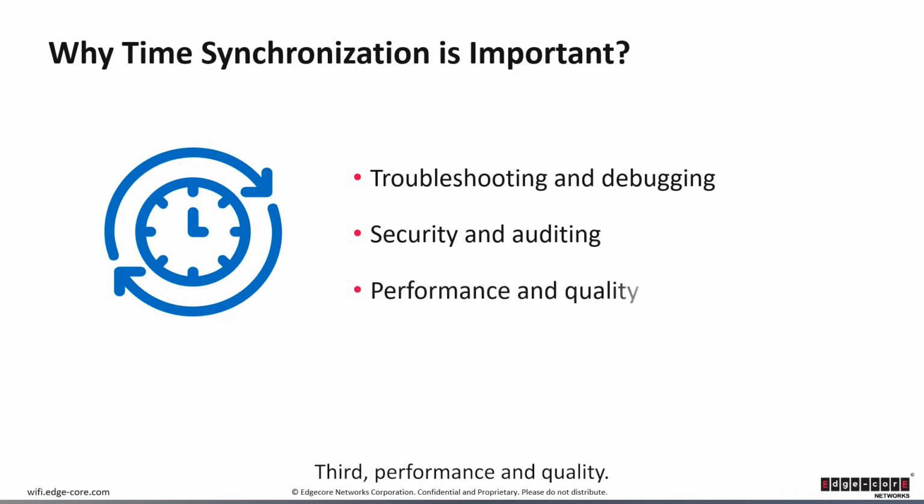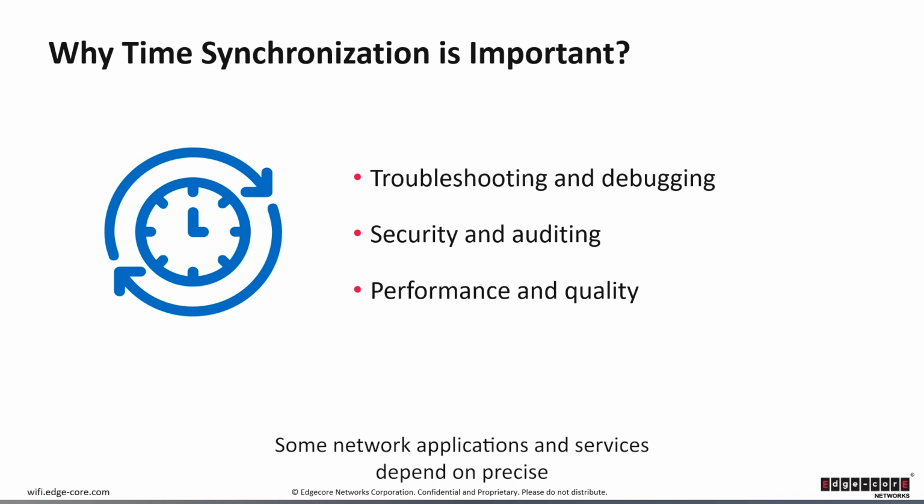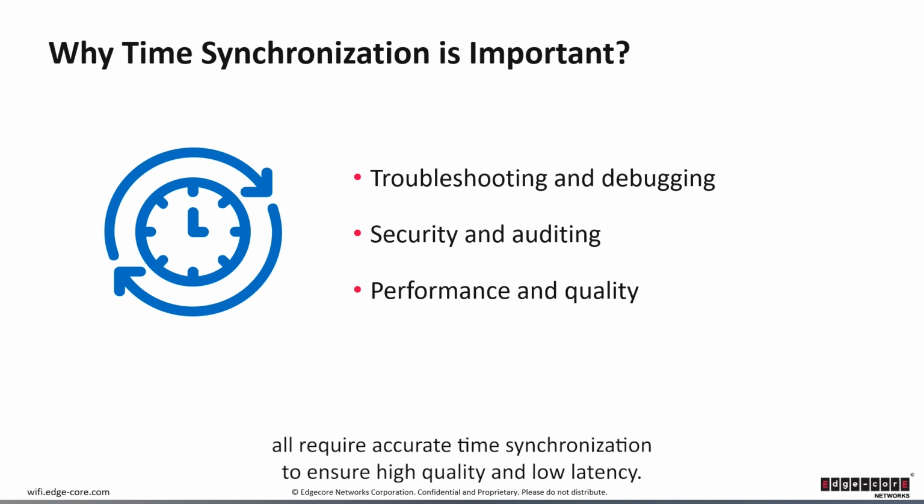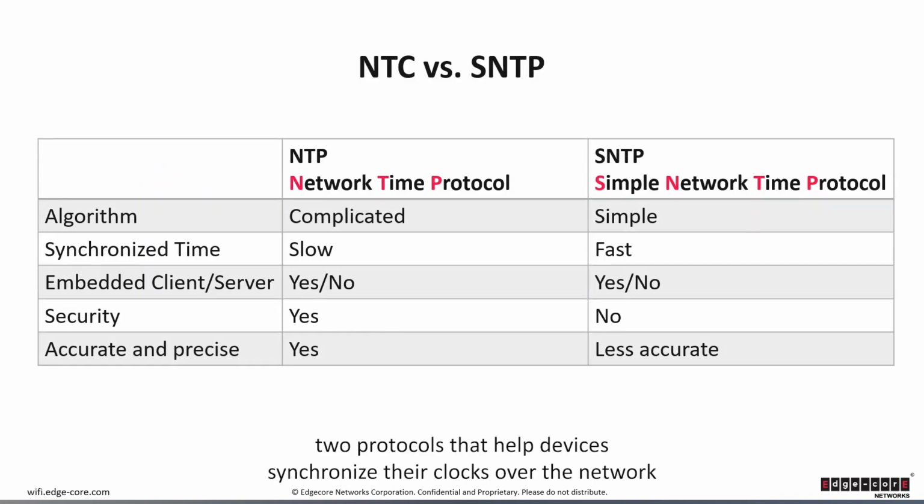Third, performance and quality. Some network applications and services depend on precise timing and synchronization to function properly. For example, VoIP, video streaming, online gaming, and financial transactions all require accurate time synchronization to ensure high quality and low latency. This page compares NTP and SNTP, two protocols that help devices synchronize their clocks over the network.